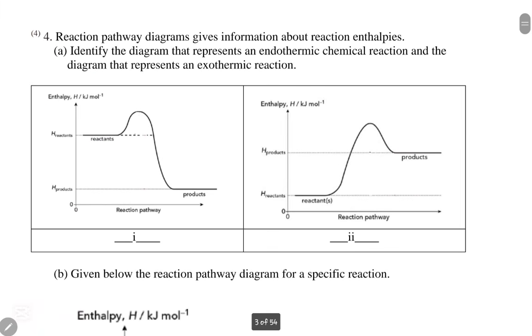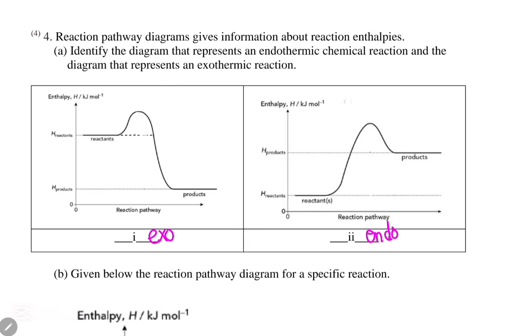What does it say? Reaction pathway diagrams give information about reaction enthalpies. Identify the diagram that represents an endothermic chemical reaction and the diagram that represents an exothermic reaction. So, the first one is exothermic. The last one is endothermic.